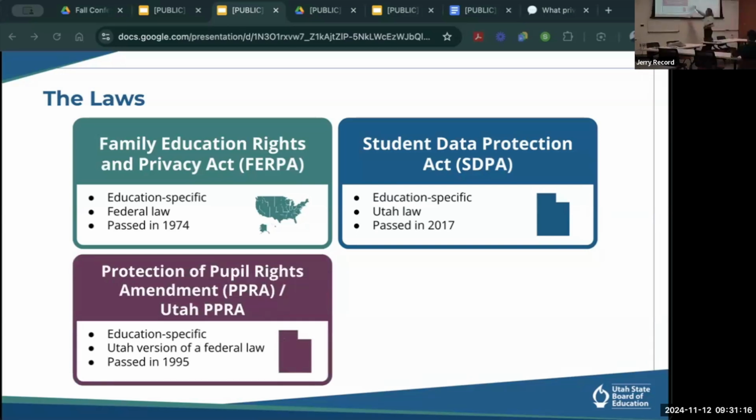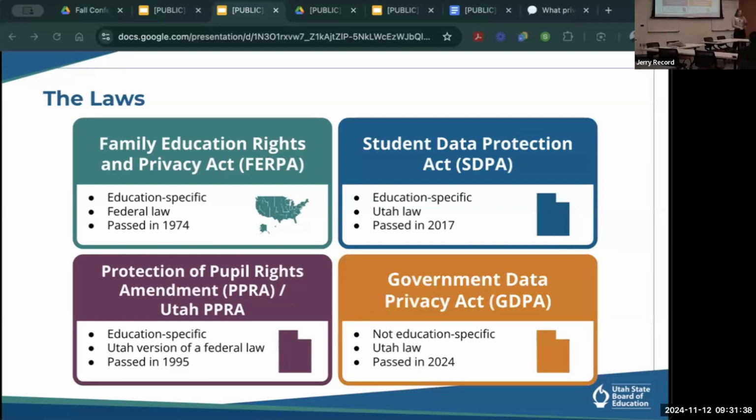Third is a kind of combination of 2 laws. The Protection of Pupil Rights Amendment is a federal law, but it has a Utah version that is more specific. So we usually just focus on the Utah one. Because it's a Utah version of this federal one, we sometimes call it Utah PPRA. And it was passed in 1995.